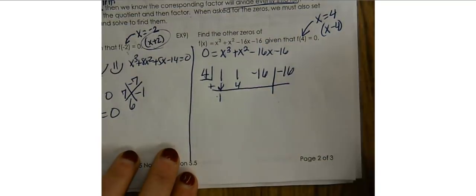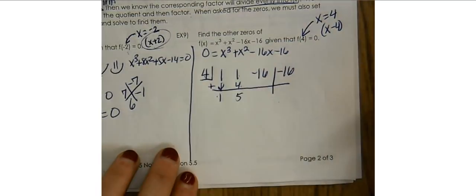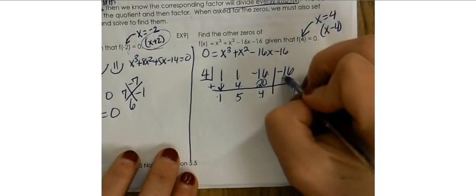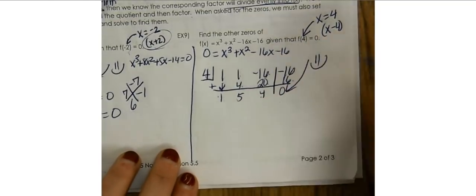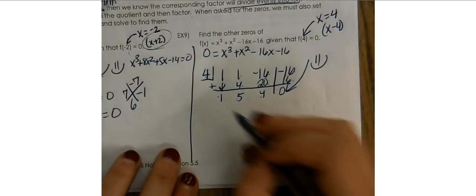I'm going to bring down the 1 and multiply 4 times 1 to get 4, and add going straight down. 1 plus 4 is 5. 4 times 5 is 20. -16 plus 20 is 4. 4 times 4 is 16. And -16 plus 16 is 0, which is awesome. That's exactly what we wanted. We wanted it to be factorable.